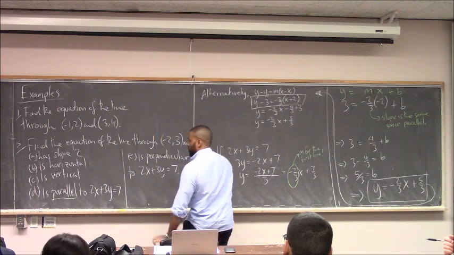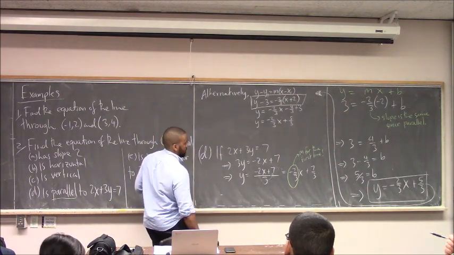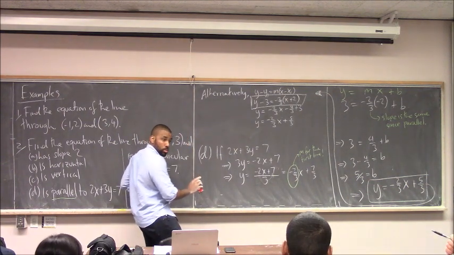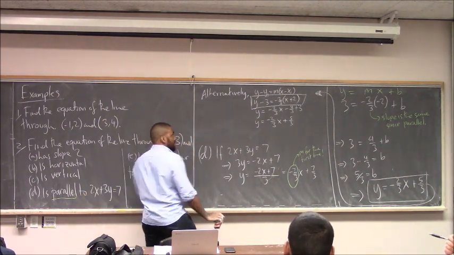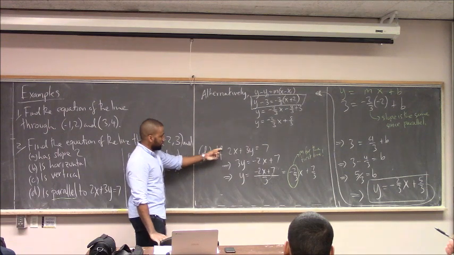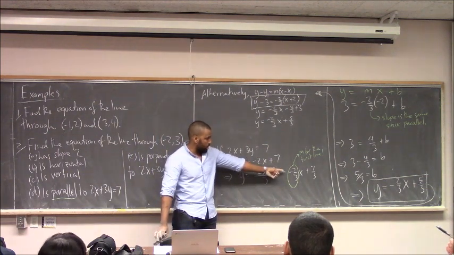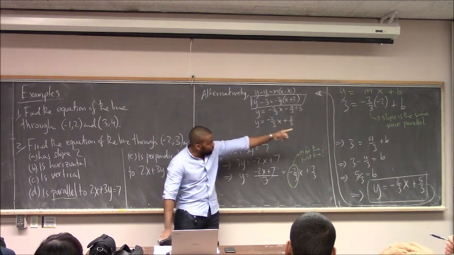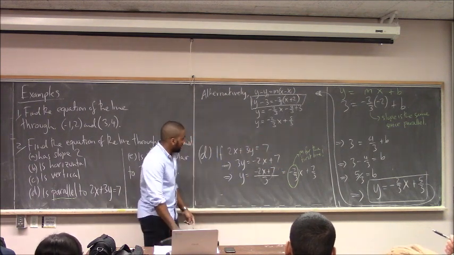Okay. Let's do finally E. Any other questions on this one? Because it was parallel, we know it had to be the same slope as the given line. So I just found the slope of this line by writing it in slope-intercept form. Then I just used the same slope to find the second line.